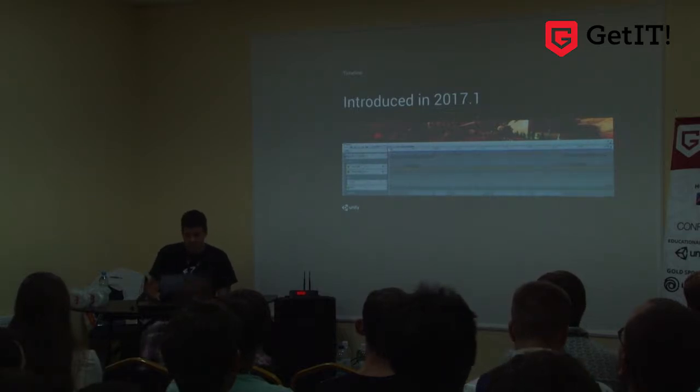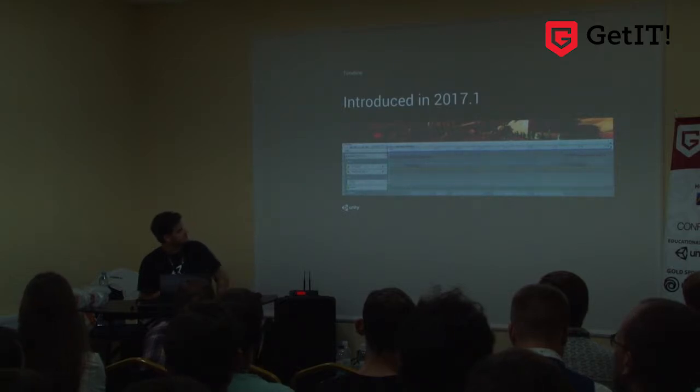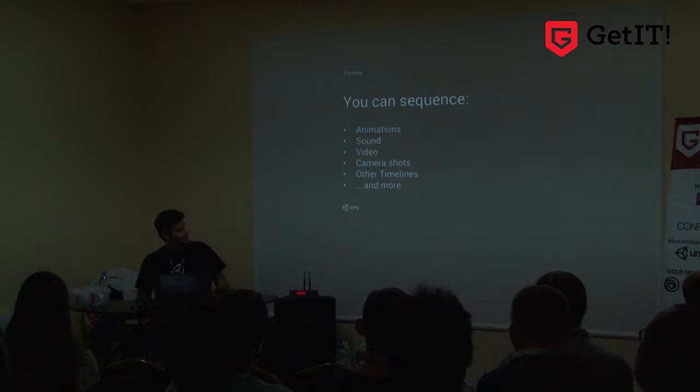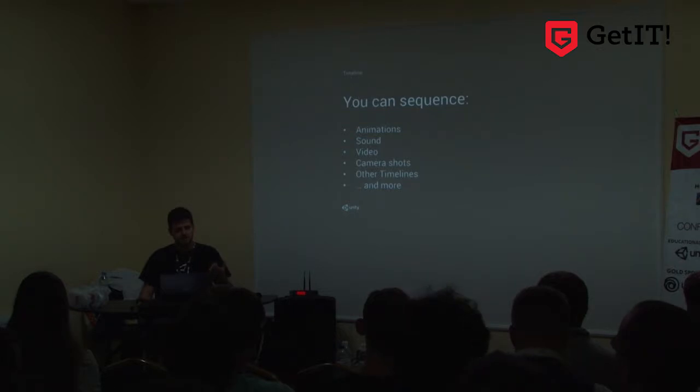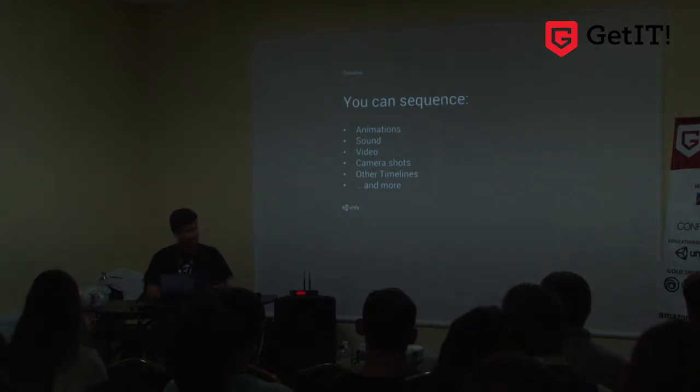We introduced timeline. So what is timeline? Timeline is this tool that allows you to, it's very blurry, but trust me, sequence things in a linear fashion. So you can sequence animations, sound, video clips. You can sequence camera shots with the help of another feature that we introduced recently, Cinemachine. And you can even sequence other timelines, and other stuff, which is mostly what I'm going to talk about today.